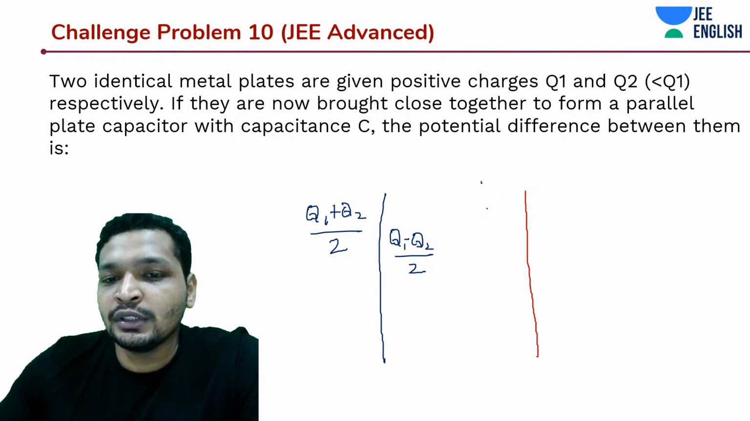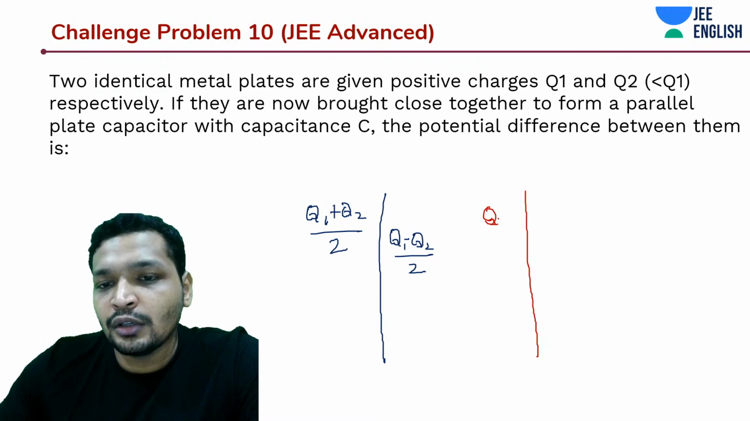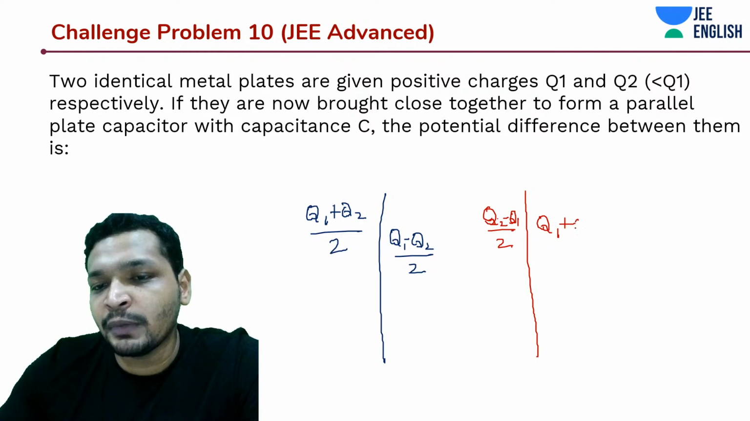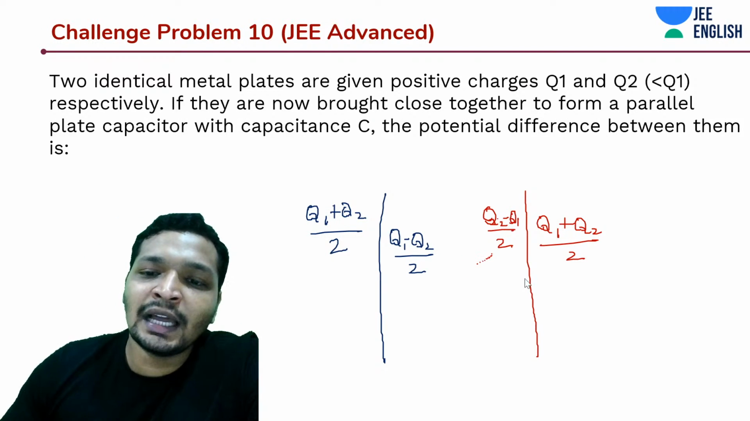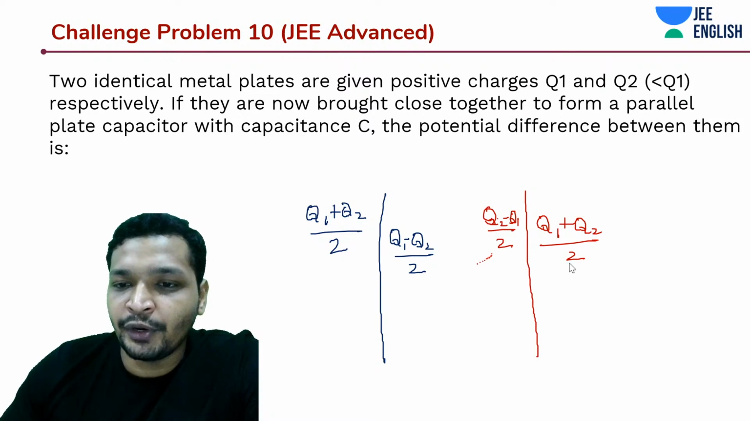And how about this? This is going to be Q2 minus Q1 by 2, whereas this is always going to be Q1 plus Q2 by 2. All you need to do is calculate the electric field at this point.